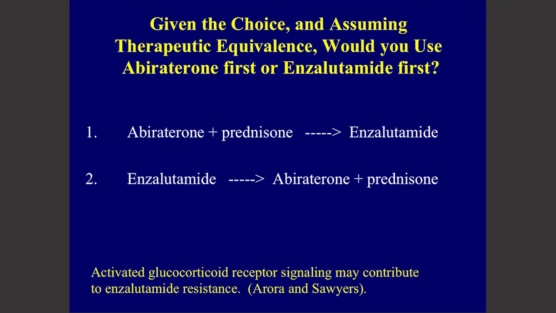Understand now that what we're learning is that if you've been on prolonged treatment, one of the mechanisms of resistance to enzalutamide is activation of the glucocorticoid receptor. So now the situation is getting even more complicated. So here's a trial that really simply has to be done.